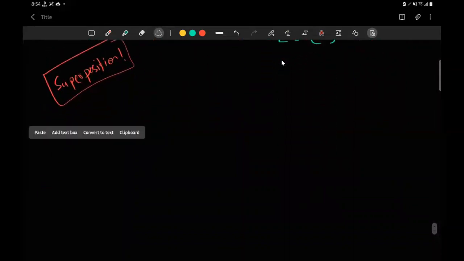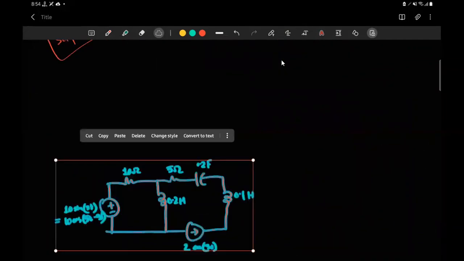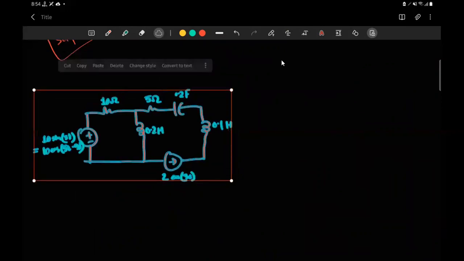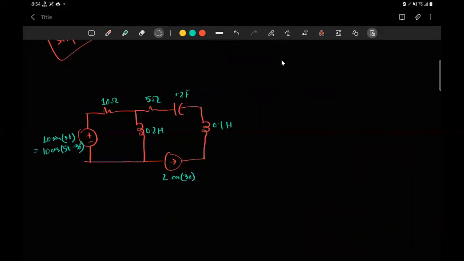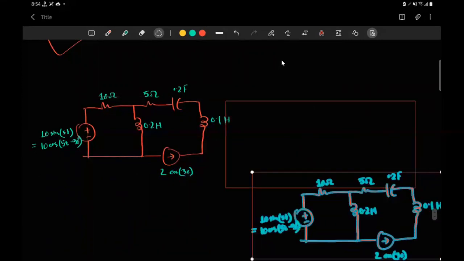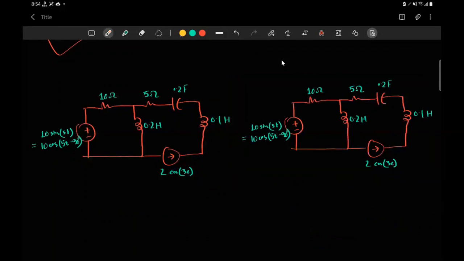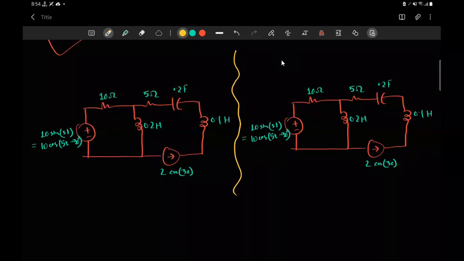But the thing is, in superposition, what we did is basically keep one source alive. We kept one source alive and killed every other source, right? Yes, sir. Okay, so for example, this is part one, the voltage part. If we keep this one alive, how can we kill this current source?